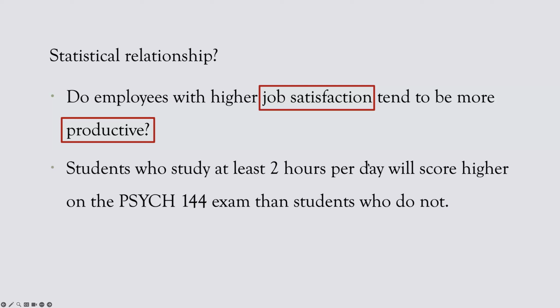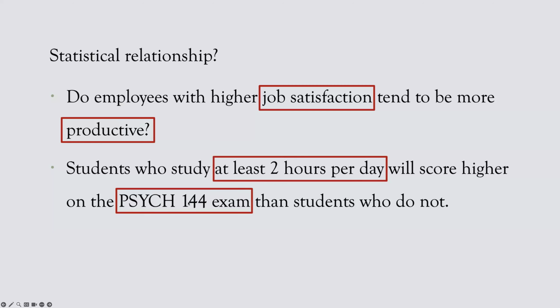Students who study at least 2 hours per day will score higher on the Psych 144 exam than students who do not. Now, this one, again, students, that's just our sample, our population of interest. We have a categorical variable of you study at least 2 hours per day or not, right? Because we have this who do not over here. And so that's our first variable, is whether or not you study 2 hours per day. Then our second variable is the score on the Psych 144 exam. So that, again, is a statement. This is a hypothesis about a statistical relationship.